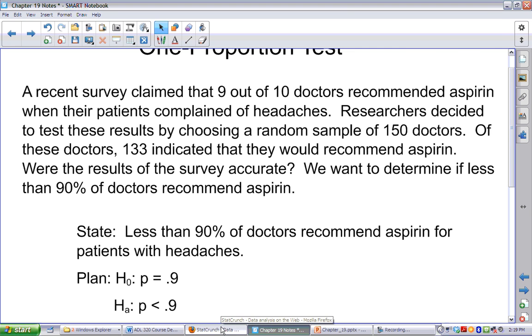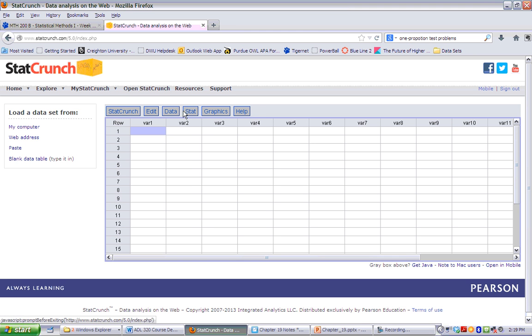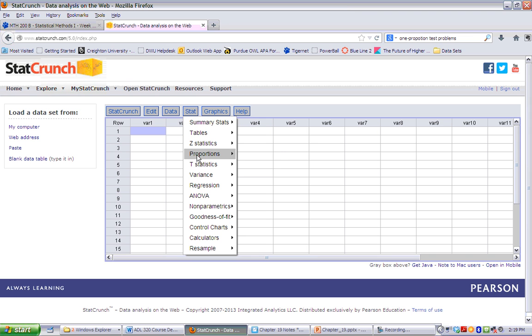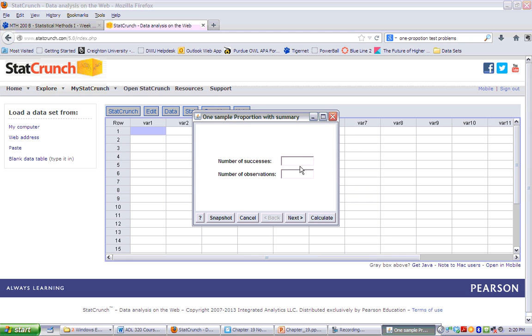So let's go over to our StatCrunch, and we're going to go to Stat. We're using the proportions test, and we have a one sample because we're only looking at a sample that we conducted, and we're comparing it to that specific proportion. And because we are given the proportions and the numbers, we're going to do with summary. We're not given a data table. So with summary, our number of successes are the number that actually would recommend the aspirin. Our number of observations is our sample size, which is 150.